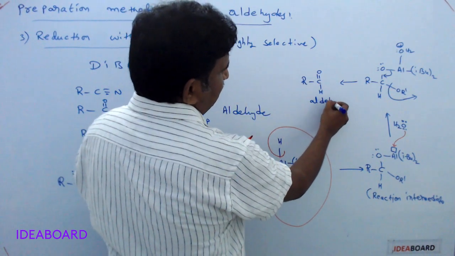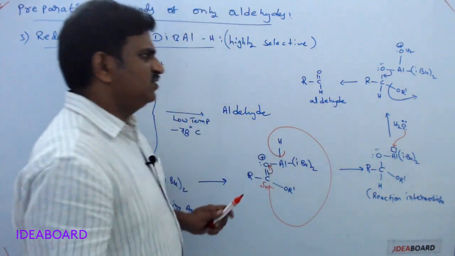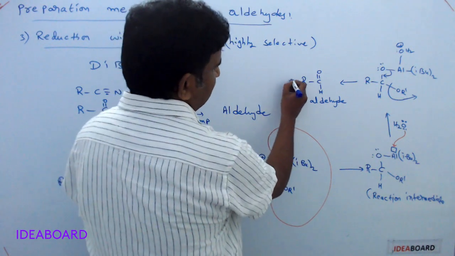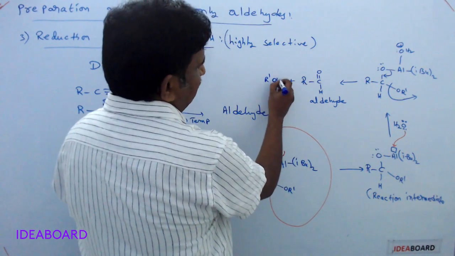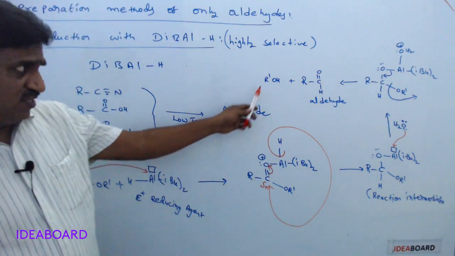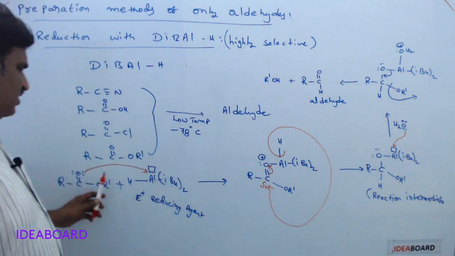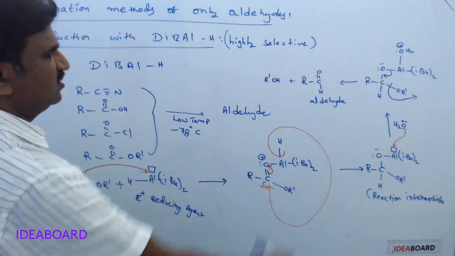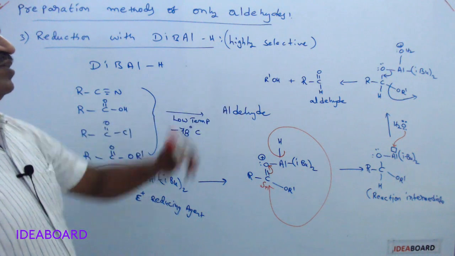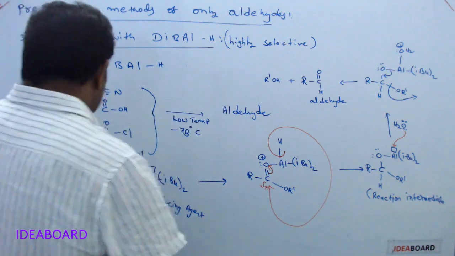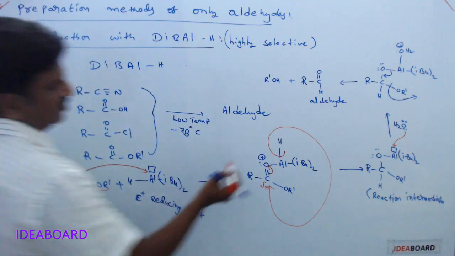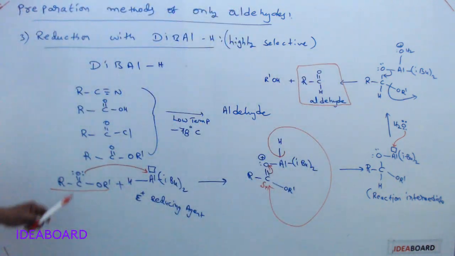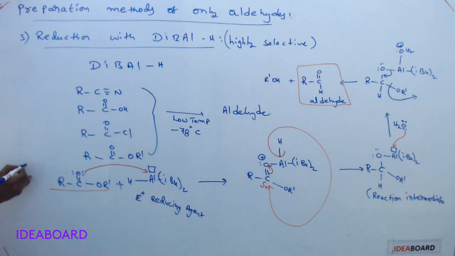What is this RC double bond OH? It is an aldehyde. An aldehyde is formed, and the remaining compound formed is R'OH as a byproduct. Alcohol is formed as a byproduct. When we are taking esters, we will get alcohol as a byproduct. RO minus is released, that reacts with H plus and gives ROH. So this is the initial reactant, and this is the final product we are getting. An aldehyde is formed. This is the mechanism. I gave the mechanism completely.